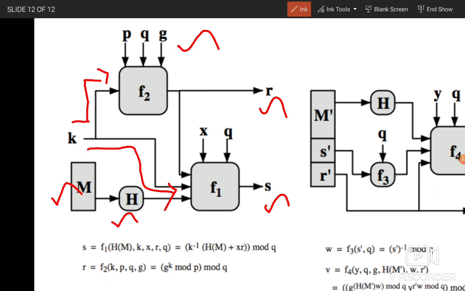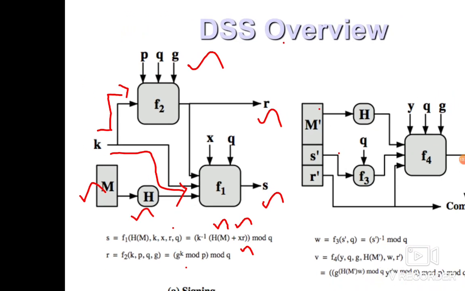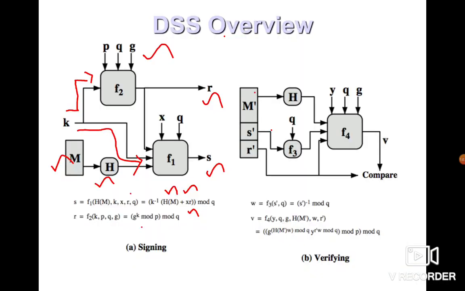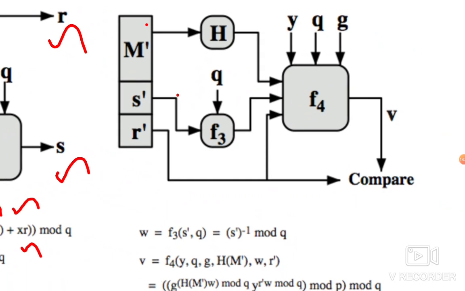So the formula for calculating S is K inverse into H of M. So H of M is the calculated hash code, and we have to calculate K inverse. So both are multiplied and it is added with X into R. So X is the private key and R is one of the signature components. Then apply the modulus function. So thus the 2 signature components are calculated, both S and R. Okay. So now we are going to verify the signature.